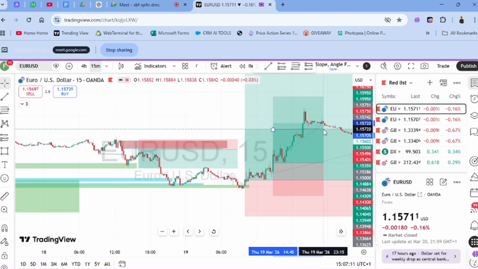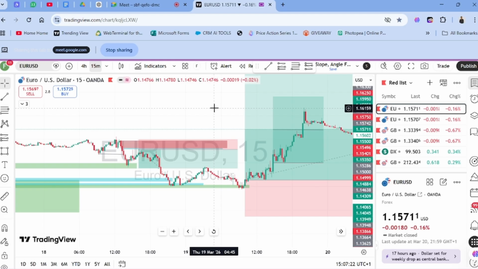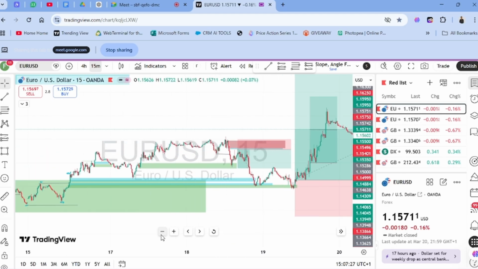Whenever TP1 is hit, based on my rule, I move the stop loss to break even. TP1 was smashed. The market went very close to our TP2. Right now, we are sitting at a risk-free trade. That's just what I'm teaching you, that's what I'm doing. We're sitting at a risk-free trade, but my original setup is still running.